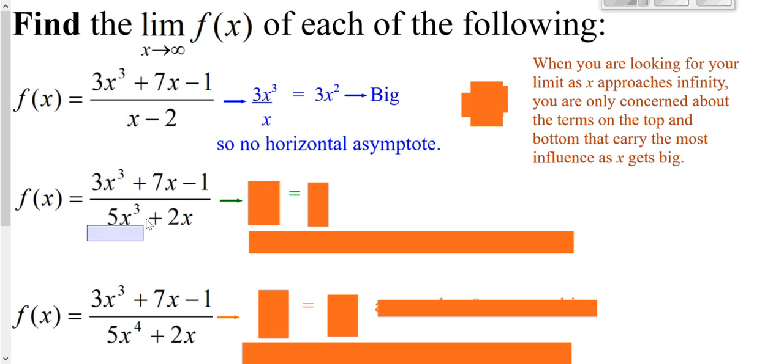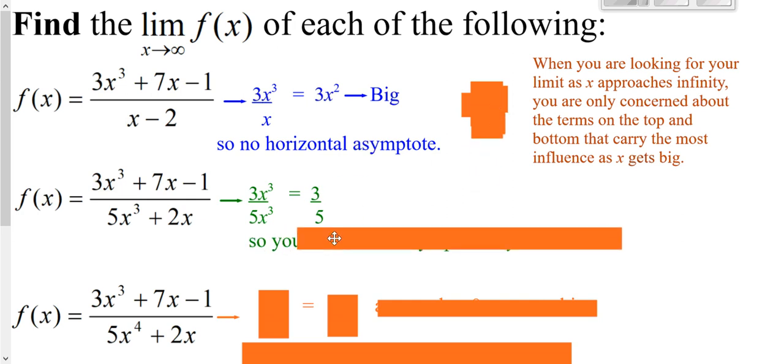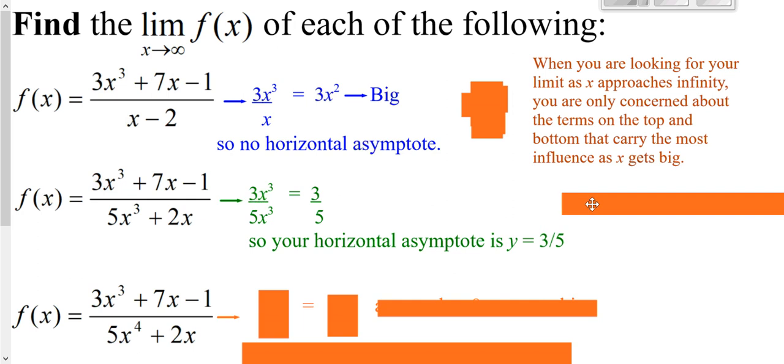So down here, we look at what's most influential on the top, what's most influential on the bottom. In this case, it's 3x cubed and 5x to the third. So we're going to take our 3x cubed over our 5x cubed. In this case, it does simplify. Your x cubes drop. We get a number. So we would have a horizontal asymptote of y equals 3/5.